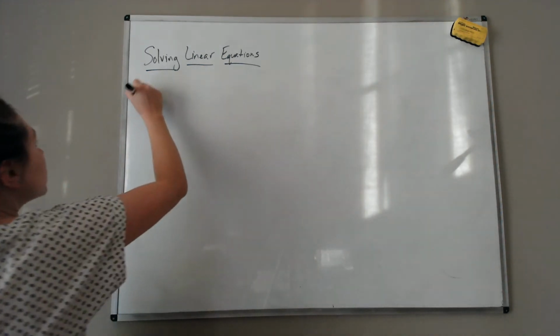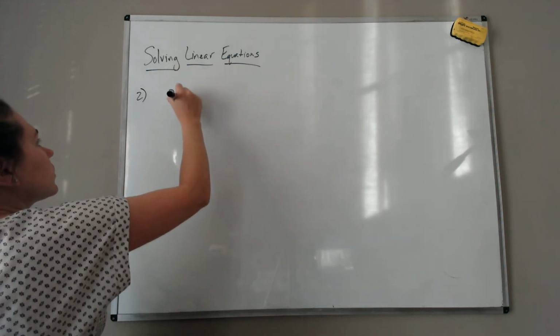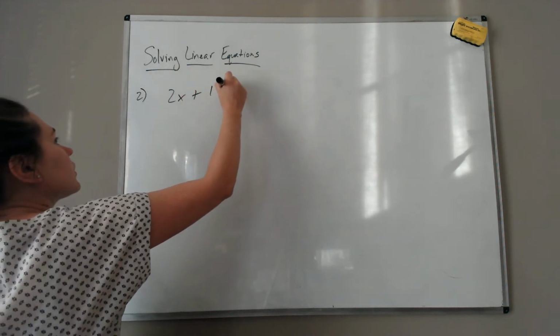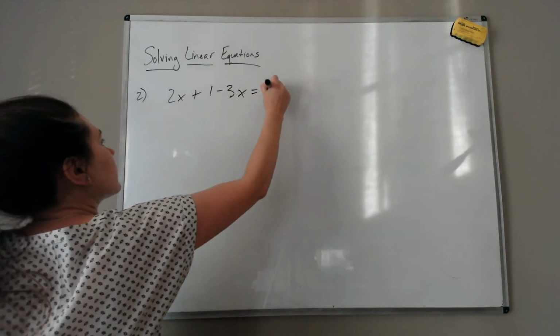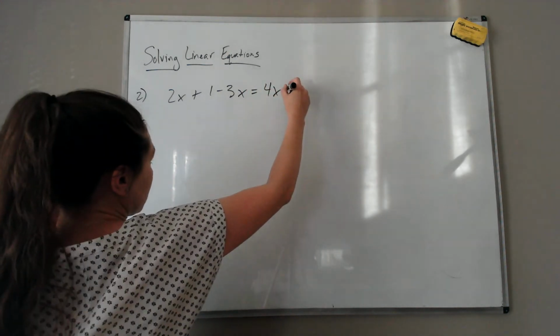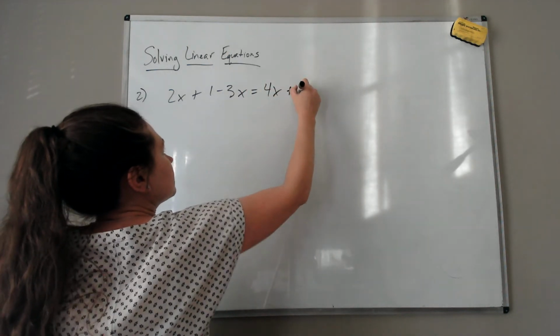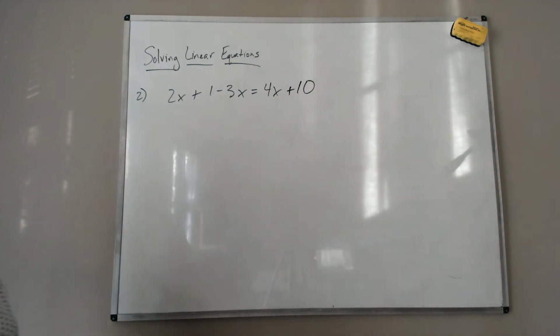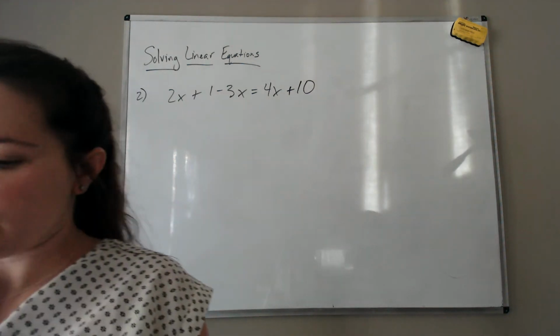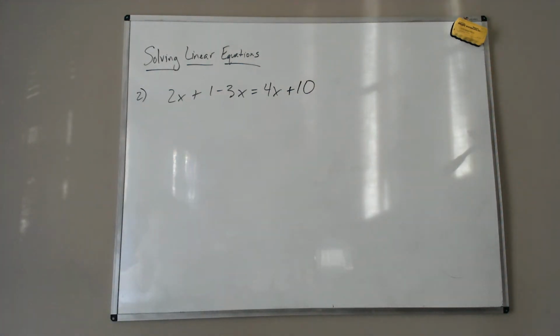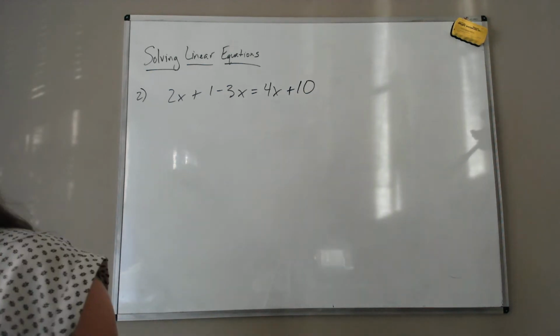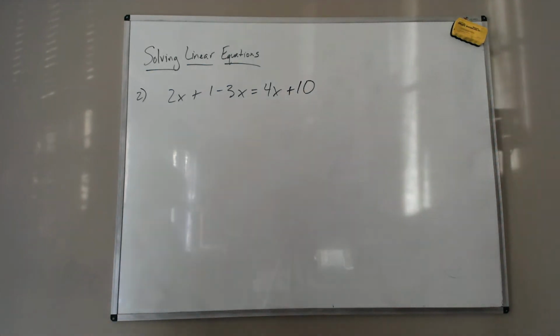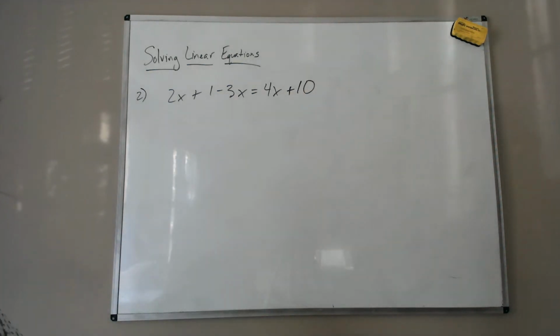Number 2: 2x plus 1 minus 3x equals 4x plus 10. This is still solving a linear equation. We have x, and it's only raised to the first power, so that's what makes it linear. We're trying to get the value of x that makes the left-hand side equal the right-hand side.